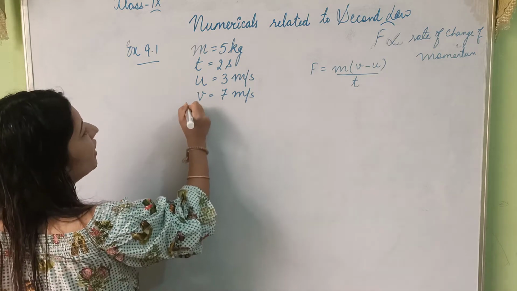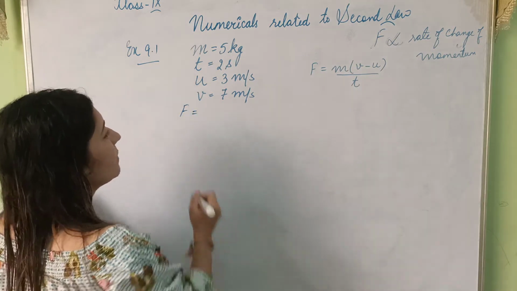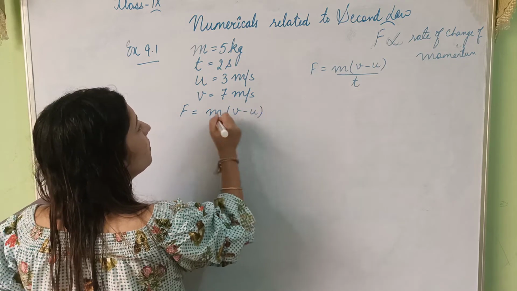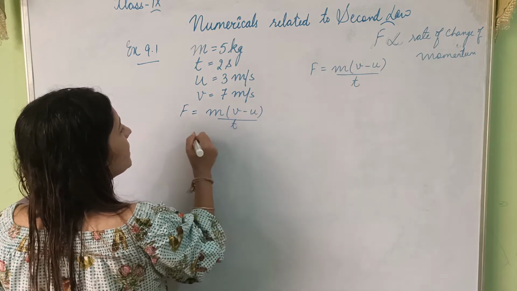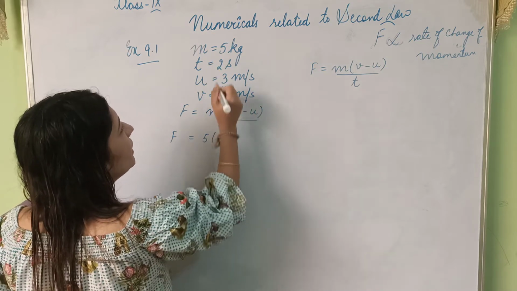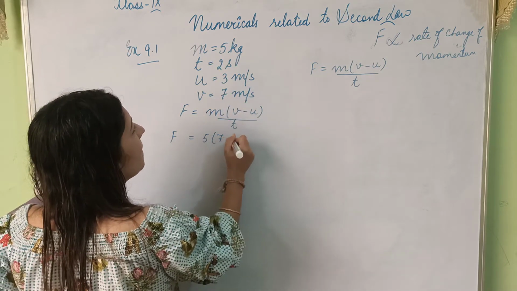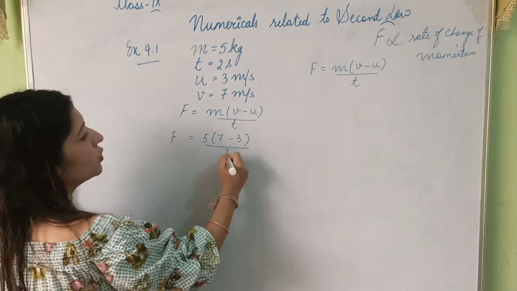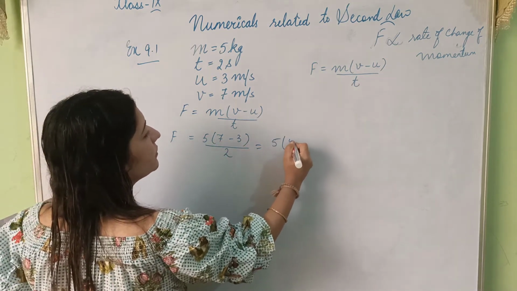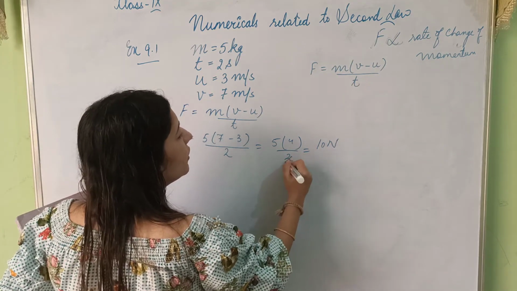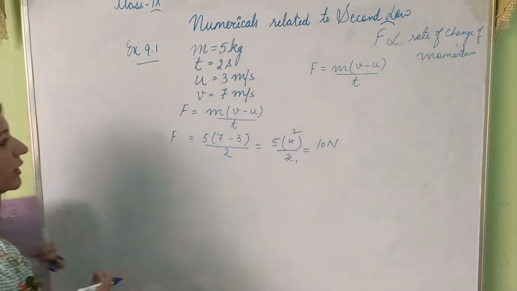So you need to find out F, force applied, using the second law formula, m(v minus u) by t. This is F is equal to, what is mass? 5, v is 7 minus 3, by time is 2. So solving it, this comes out to be 10 Newton.